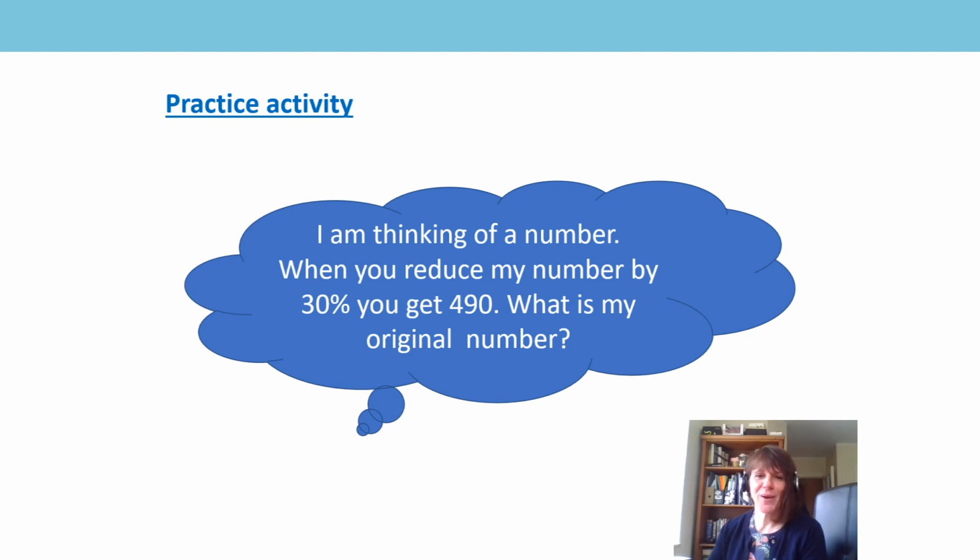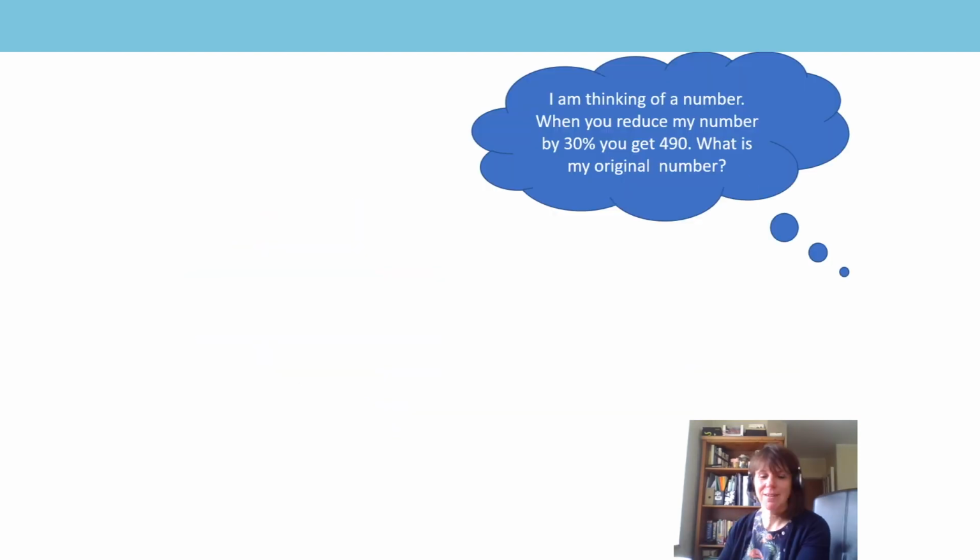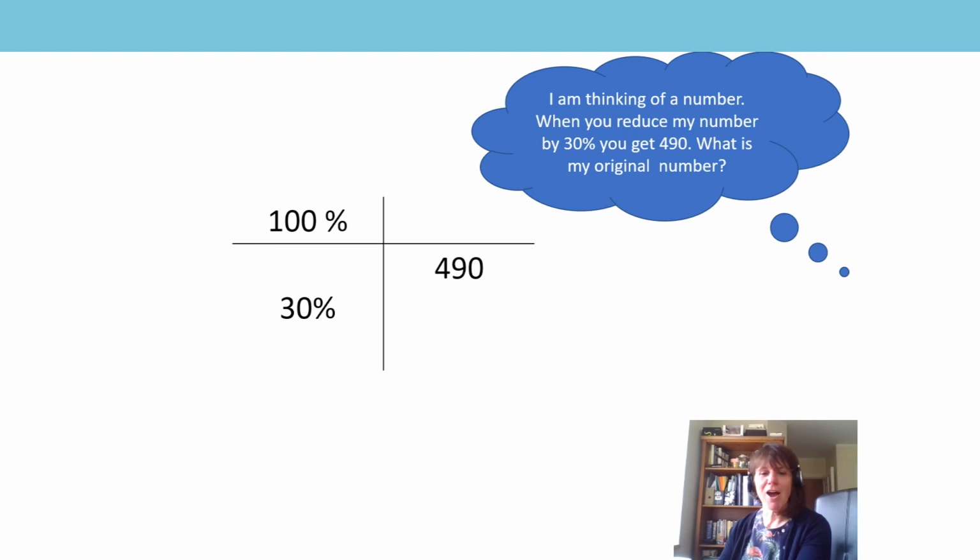Okay, I hope you had a go at doing the practice activity before you watch this part of the video. Let's go through this question together. So I'm going to use a ratio chart, and I'm going to insert the information that I've been given. I know that the original number has been reduced by 30%. And I know that after that reduction, I get 490. So 100% subtract 30% equals 70%. So 70% of the original number equals 490.